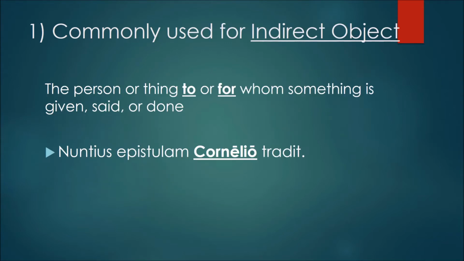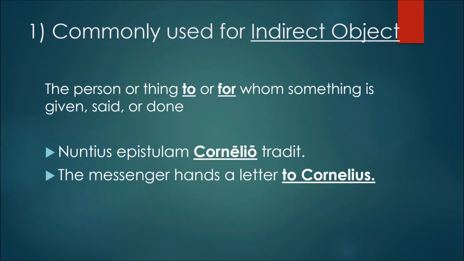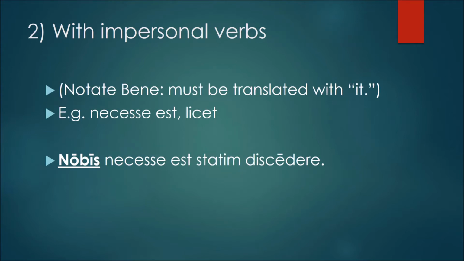We've previously talked about how the dative case is most commonly used for indirect objects, the person or thing to or for whom something is said, given, or done, such as our example, Nuntius epistulam Cornelio tradit, a messenger hands a letter to Cornelius. Conversely, we can also translate this as a messenger hands Cornelius a letter. Either way, Cornelius is our dative indirect object because it is to him that the letter is being handed.